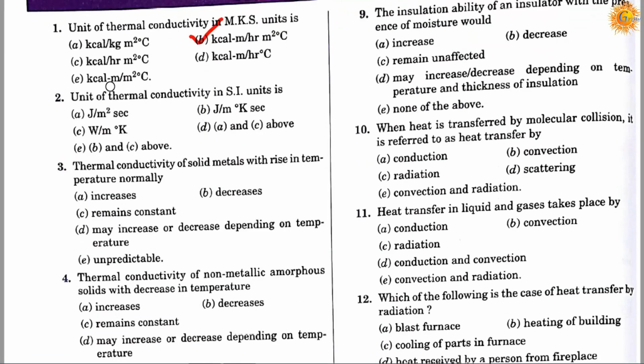Question number 2. Unit of thermal conductivity in SI units is: option A, joule per meter square second. Option B, joule per meter degree Kelvin second. Option C, watt per meter degree Kelvin. Option D, A and C above. And option E, B and C above. So the correct answer is E.